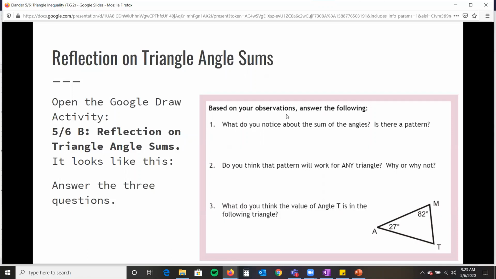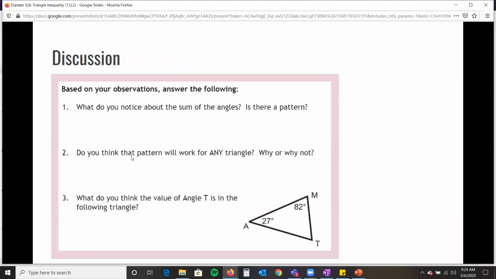This one has 3 questions reflecting on what you notice. Question 1 says, what do you notice about the sum of the angles, their pattern? Question 2 asks, do you think that pattern will work for any triangle? I want you to type just 1 or 2 sentences on each question. Maybe like, I noticed this, and it seems that there is a pattern, or there's not a pattern. You put those responses in there, and then we will discuss and go over what we've noticed.